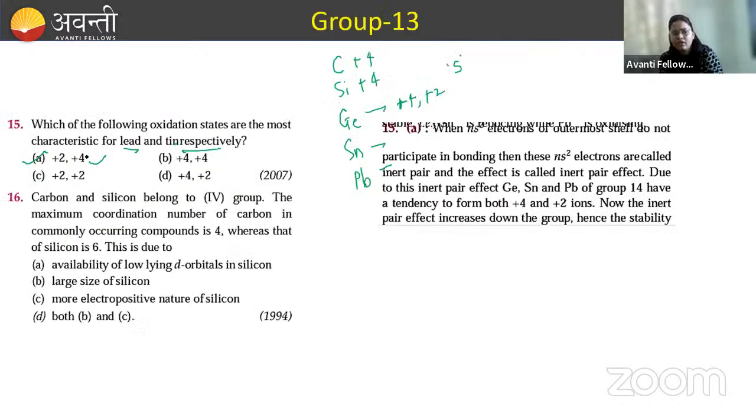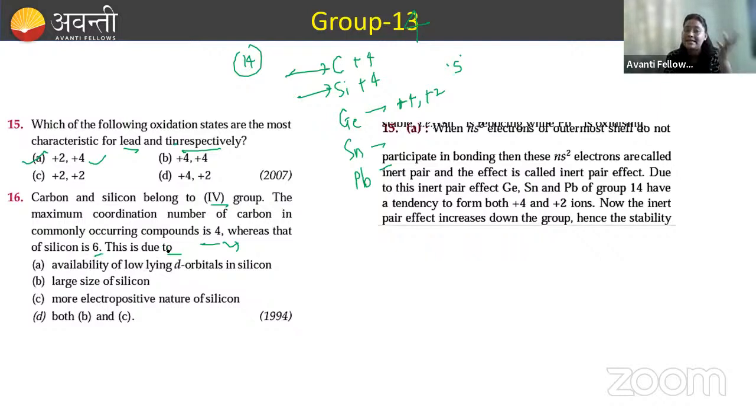Okay, next, carbon and silicon belong to the fourth group. The maximum coordination number of carbon in commonly occurring compounds is 4, whereas that of silicon is 6. So here we are talking about carbon and silicon. They belong to group 14, so we can call it the fourth group. The maximum coordination number of carbon in commonly occurring compounds is 4. CH4, and various organic compounds, you can see in which carbon shows a valency of 4, because 4 ligands can attach to it, whereas that of silicon is 6.